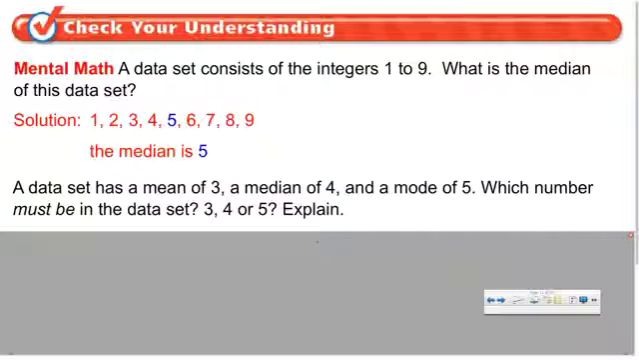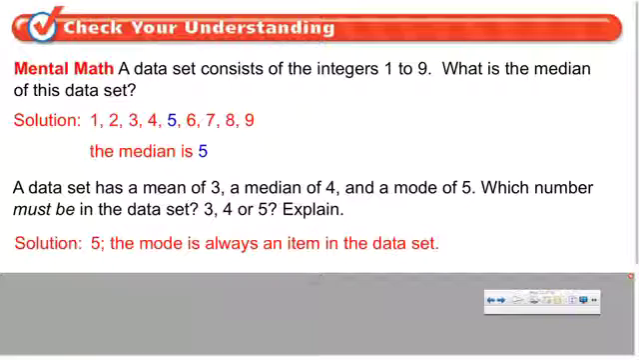A data set has a mean of 3, a median of 4, and a mode of 5. Which number must be in the data set? 4? No, the median isn't always in the set. 5, because the mode is what happens the most. And 3, is 3 always going to be in the set if it's the mean? No, because when we calculate the mean, it doesn't necessarily have to be in the set.